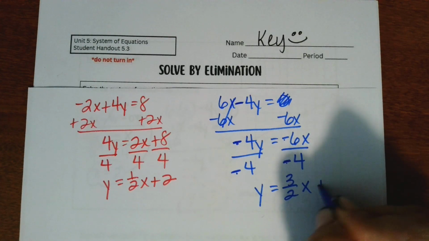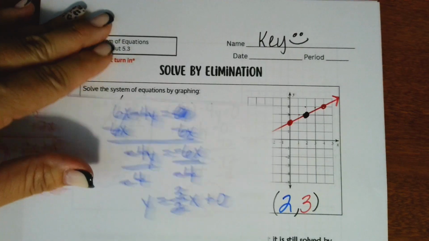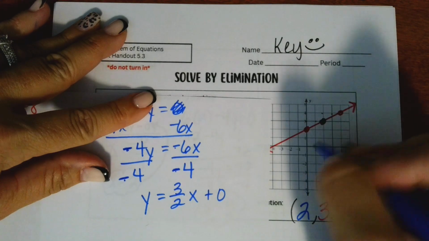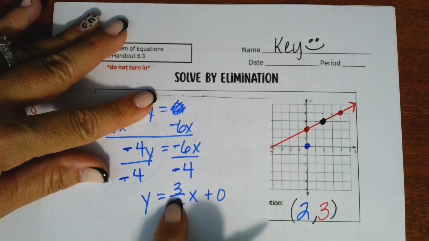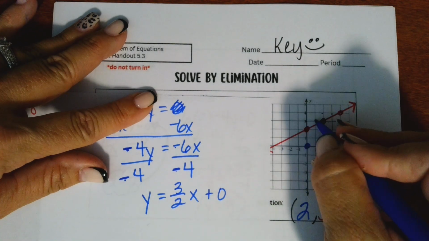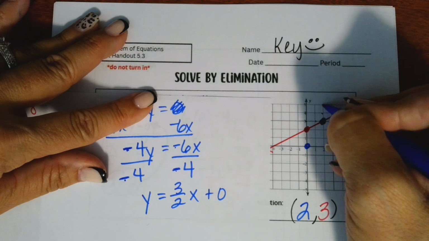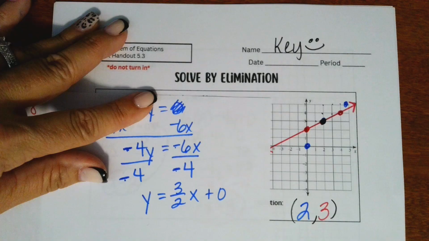Okay, so remember the y-intercept is 0. We just marked that out. So it's going to cross the y-axis at 0. It's going to rise 3, run 2. So 1, 2, 3, 1, 2. Looky there. It goes through that same point.